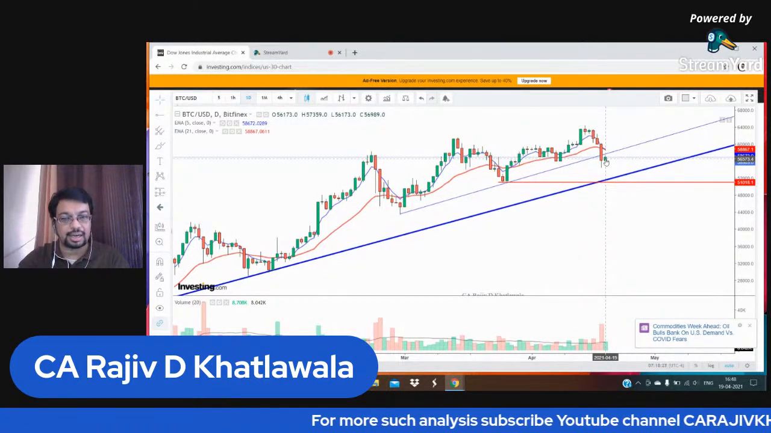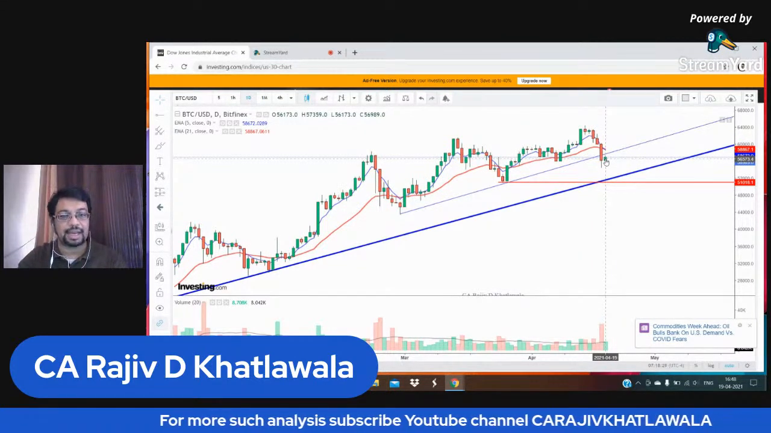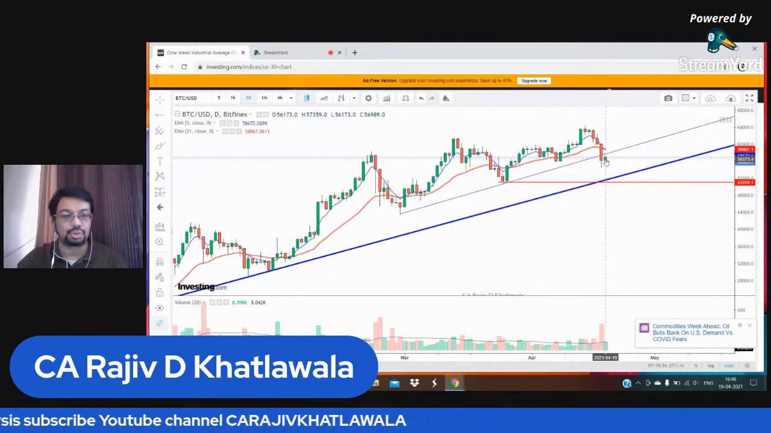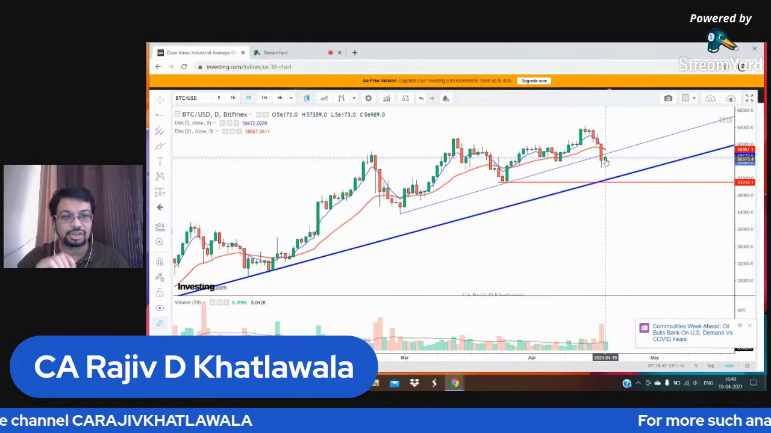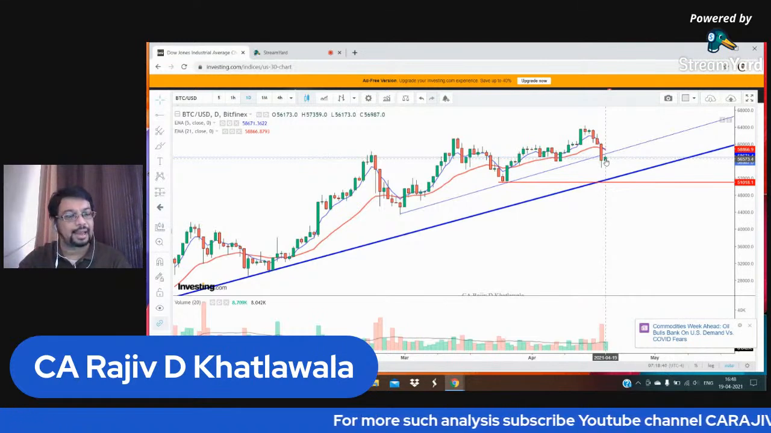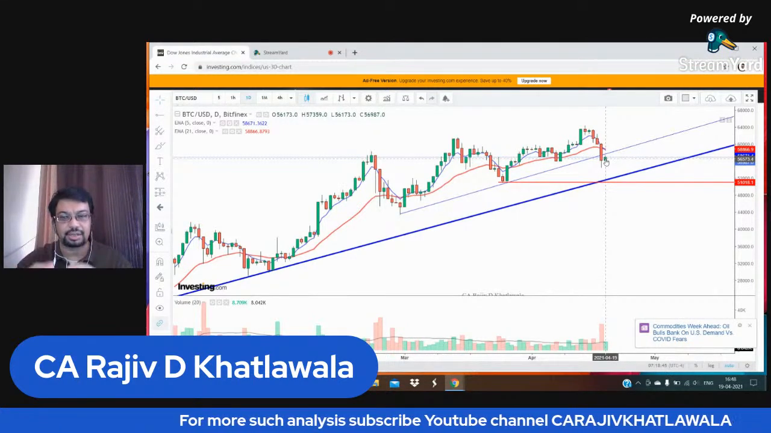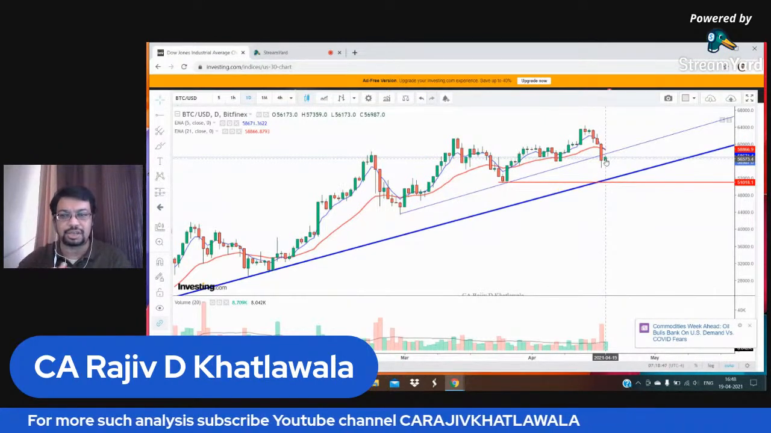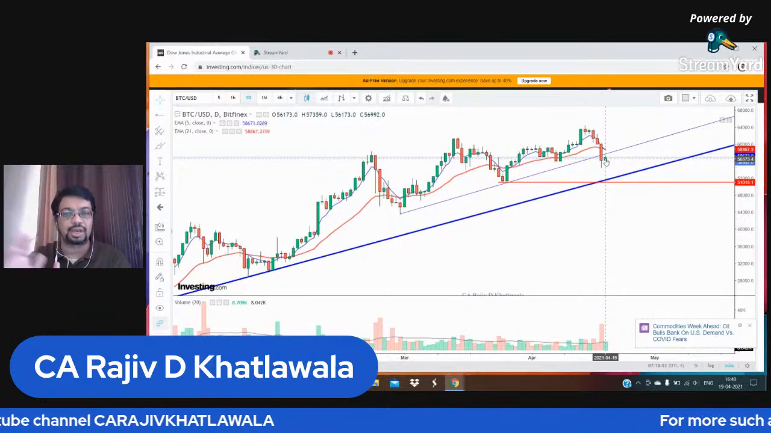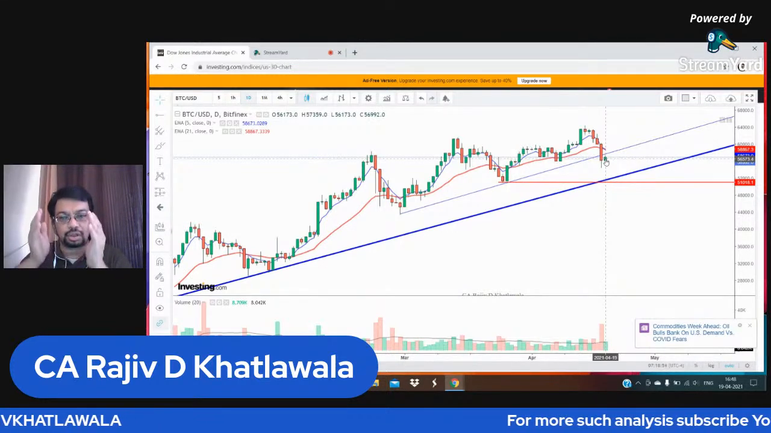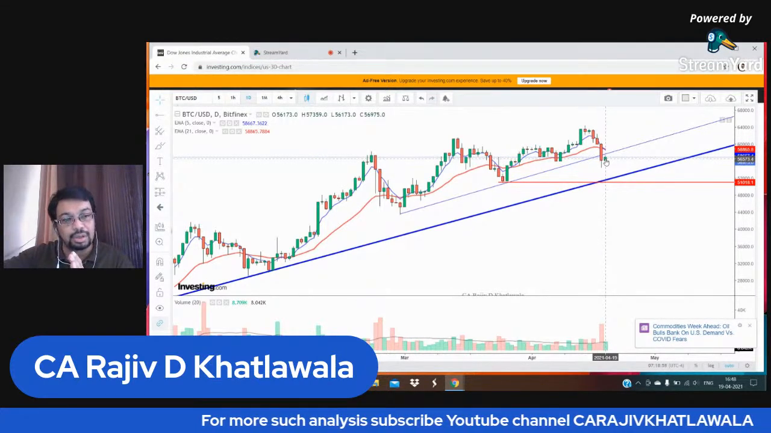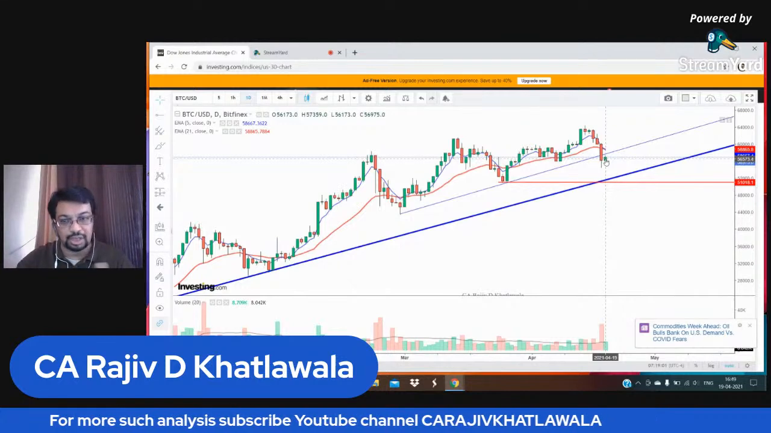So this is right now the structure of Bitcoin, and I'm sure this basic evaluation has helped you to understand the current structure. Please note, friends, that this is the daily chart, and it is not the intraday chart or the hourly chart or the 15-minute chart. This is the daily chart. Therefore, the view which we are taking is not for today or tomorrow. It is a view which we are taking for a few days or weeks, a couple of weeks, maybe 3 weeks.